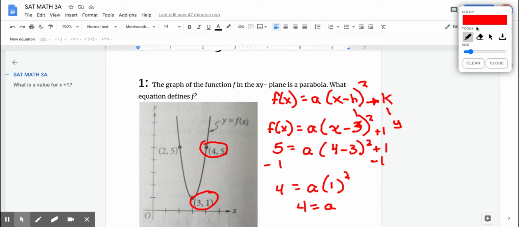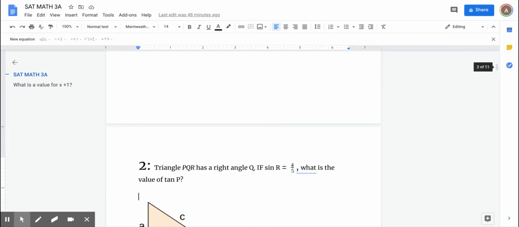Right? And so now our equation that defines f would be f of x. Well, let's bring it on top here. It's going to equal a. No, excuse me, 4, because we said 4 is a, times (x minus 3) squared plus 1. So that's the equation that defines f. I'll hold that there for a minute, and let's go on to the next problem. Close that out. Go to the next problem 2.